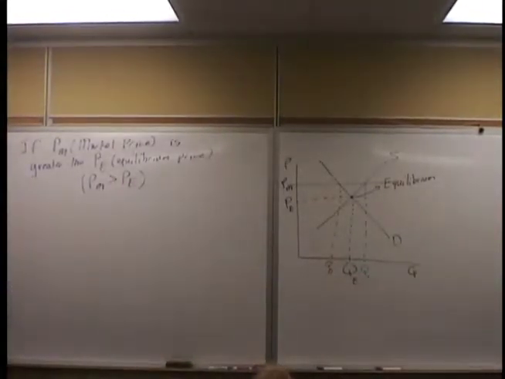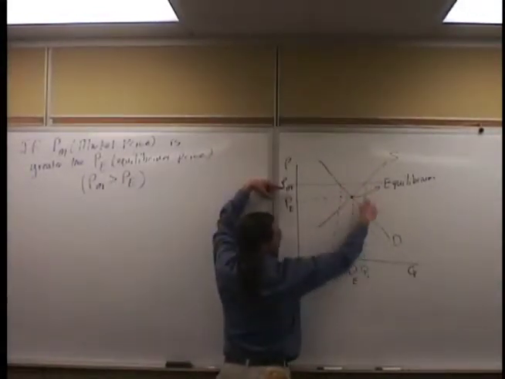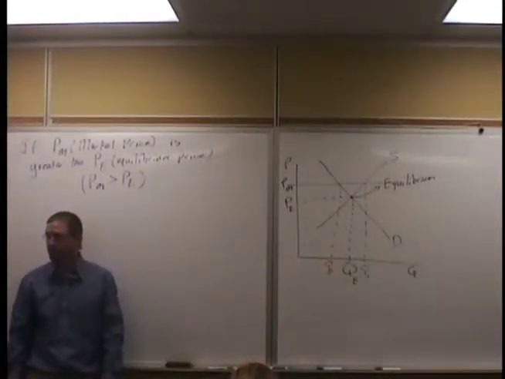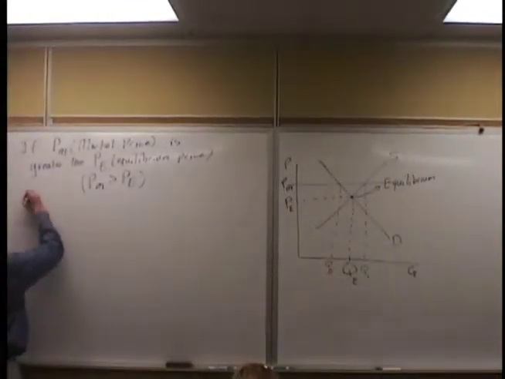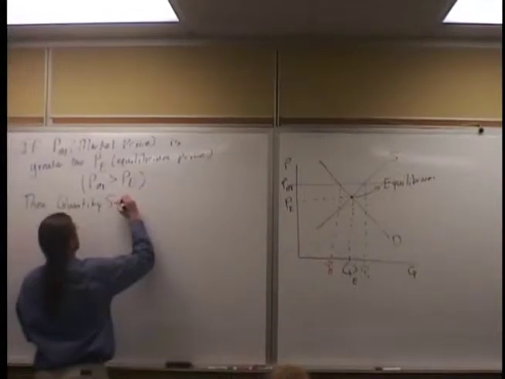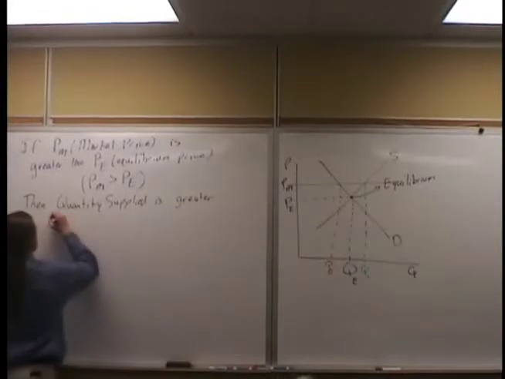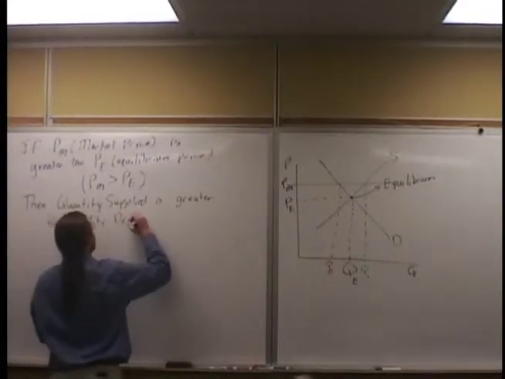So the key is realizing that the market price, all it does is set a price to figure out how much is being supplied and how much is being demanded. At that price, where are we hitting demand and where are we hitting supply? All I want to know is which one of those two numbers is bigger. Supply. Then the quantity supplied is greater than the quantity demanded.